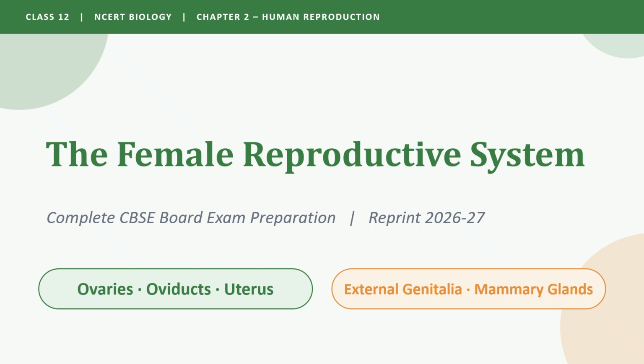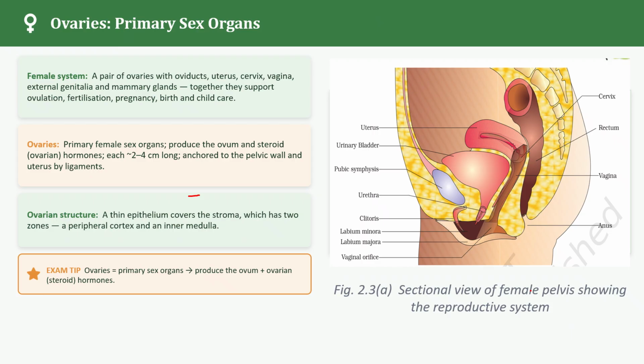Today we are going to see Class 12 Biology, Chapter 2, Human Reproduction. In that we are going to see the female reproductive system. The female reproductive system is designed to produce ova, nothing but eggs. So they support fertilization and nourish the developing embryo and enable childbirth. It also secretes female sex hormones that regulate the menstrual cycle and reproduction.